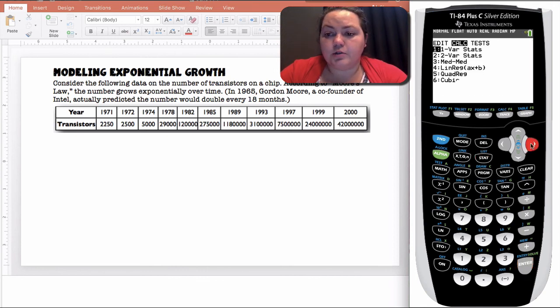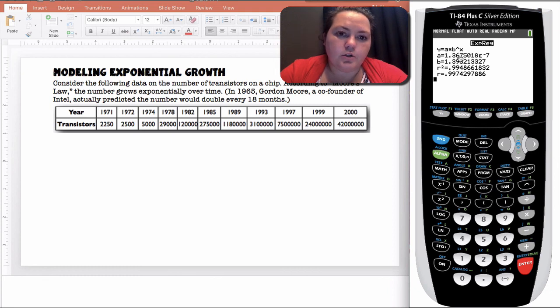One other thing I want to show you: stat calc, when you do an exponential regression, it actually gives you all those pieces to write your equation without having to go back and undo the log and do all the algebra. So it gives you A and B, but notice it's not A plus BX. This is A times B to the X power. And if you had picked a different model, like maybe the power model, it would give you a different formula with A and B. All right, so that's pretty much it.